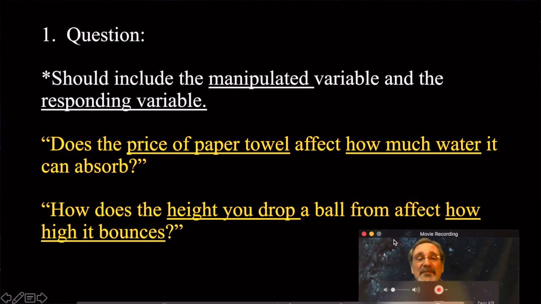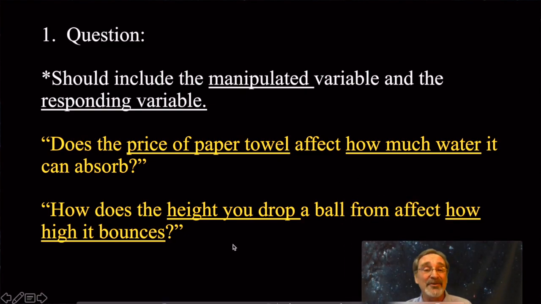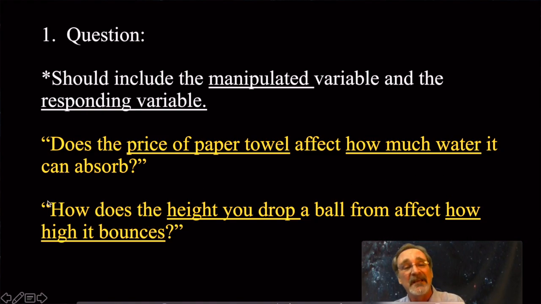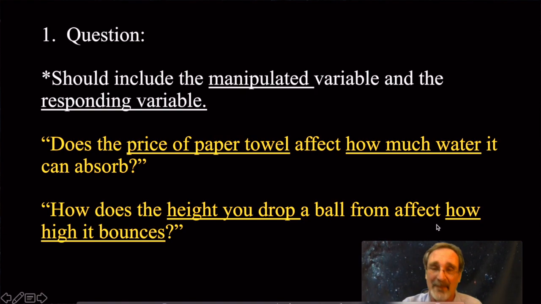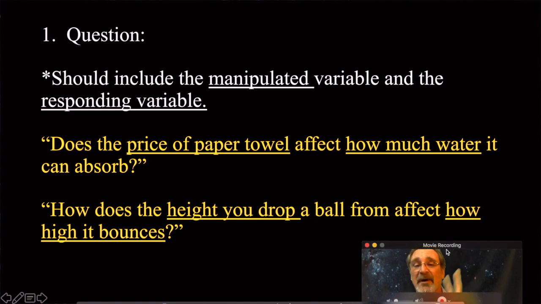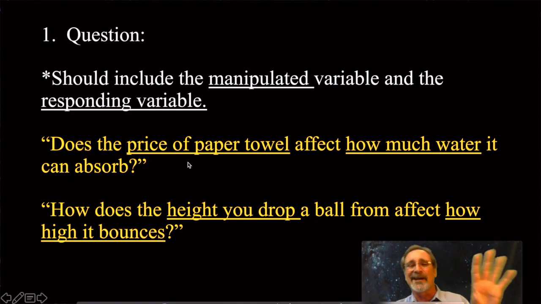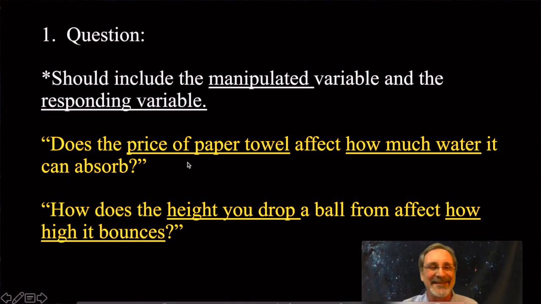Another question might be, does the height you drop a ball from affect how high it bounces? It might be, okay, if I drop it from higher, it's going to bounce more. That would be the question, but you always phrase it: does the height you drop it from, the manipulated variable, affect how high it bounces, the responding variable? Remember, if it's yellow, just let it mellow. You don't have to write the yellow part down.